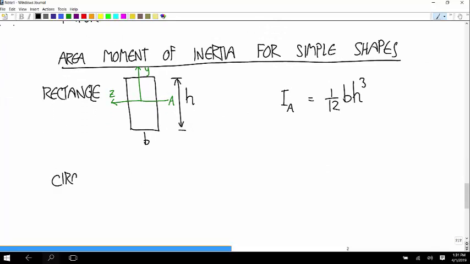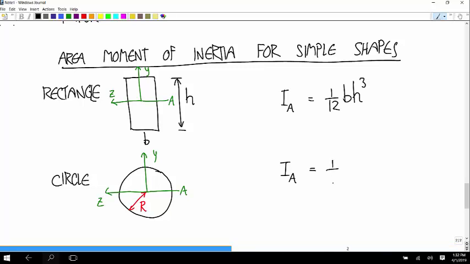The second one is a circular cross section. There's y and z. We're dealing with a radius r. And for this, z is the axis we're talking about. The area moment of inertia about that axis is 1/4 pi r squared. No, pi r to the fourth. That would make sense with the units. What are the units of the area moment of inertia? Yeah, meters to the fourth.